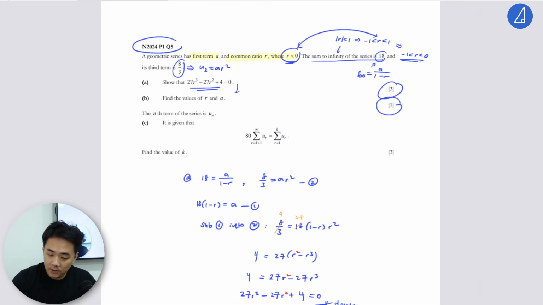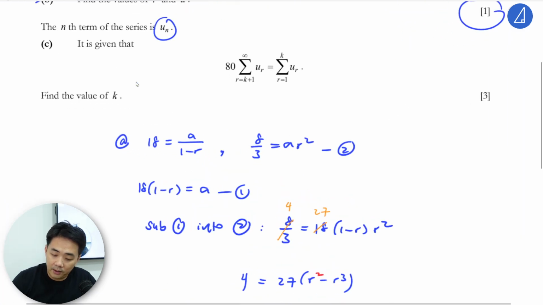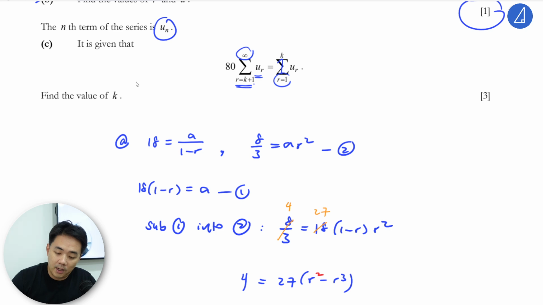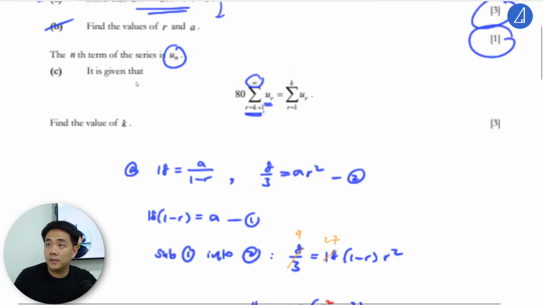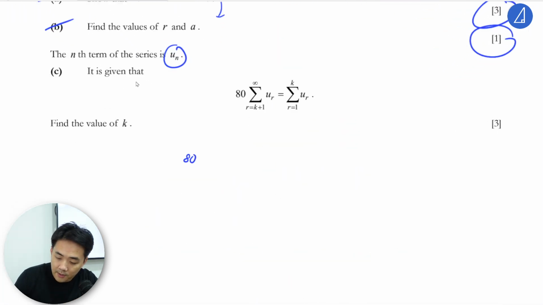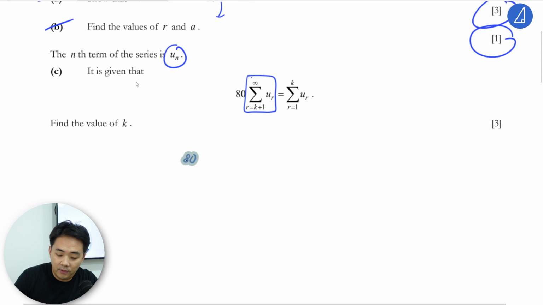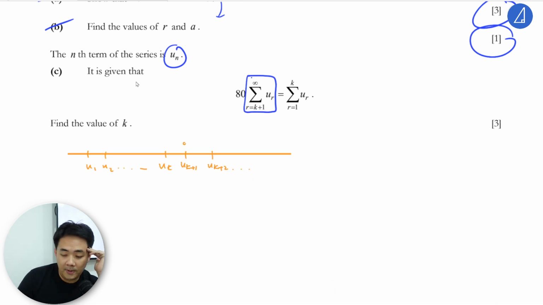So for part C, we need to discuss. Given that Un is the nth term, you need the summation of Ur from K plus 1 to infinity, then this is 1 to K. So how would you do it? I think the first thing is to understand that this is the sum from K plus 1 to infinity. If you draw a number line, you'll see this. So this is what's going on. You want U(K+1) to infinity, which is the sum of Ur from r equals K plus 1 to infinity.